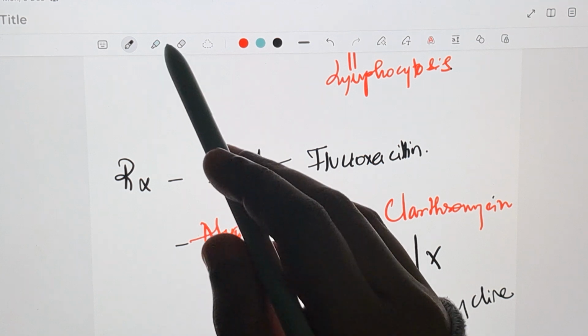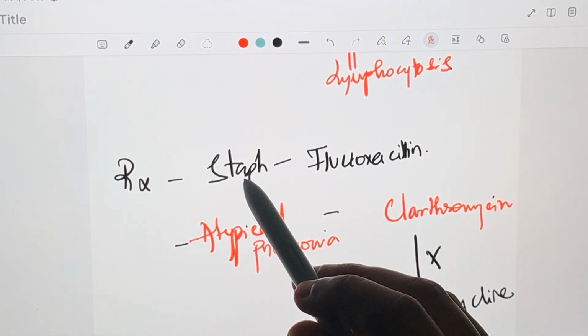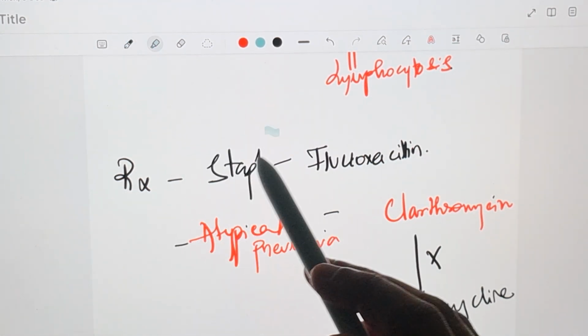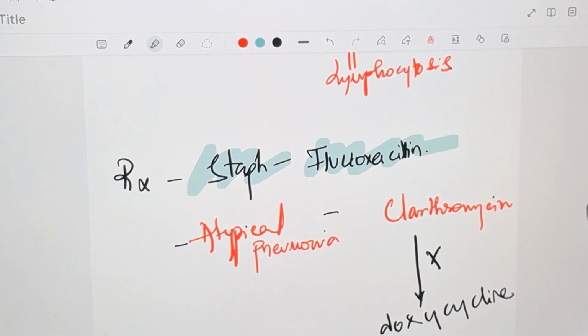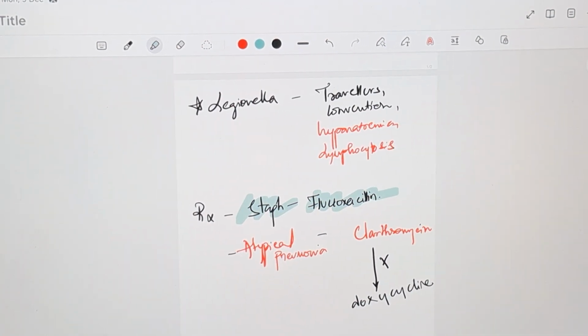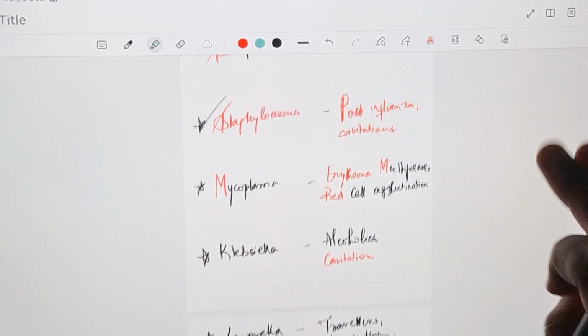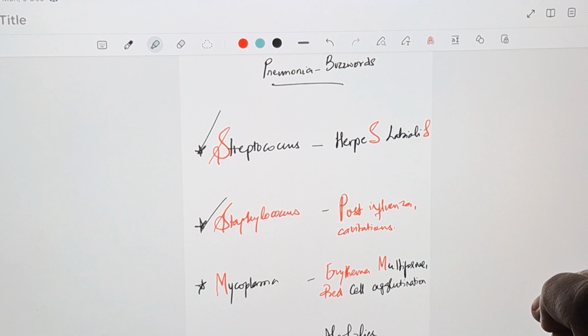And for staphylococcal pneumonia, everywhere Staphylococcus, we have the treatment with flucloxacillin. Even in cellulitis, it's most commonly staphylococcal cellulitis, you give flucloxacillin first. So these are the most common associations with pneumonia.